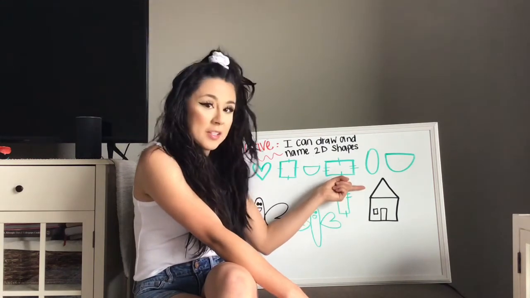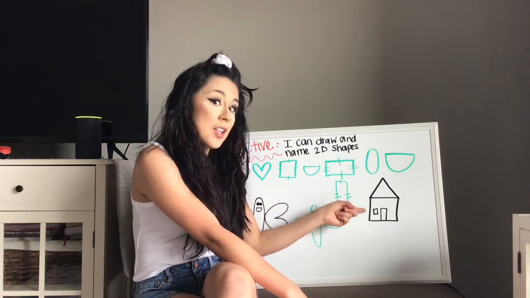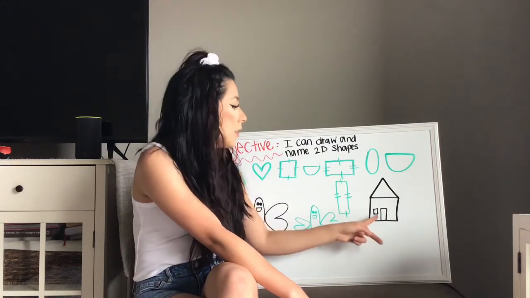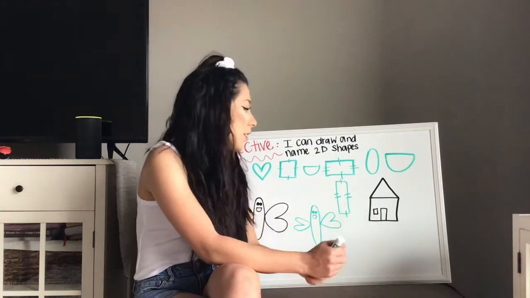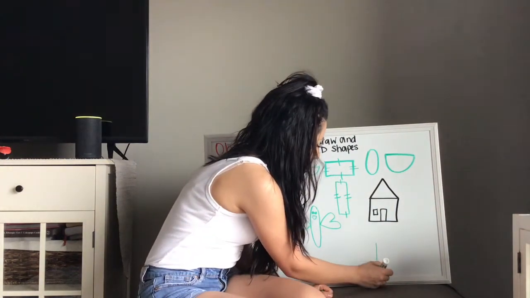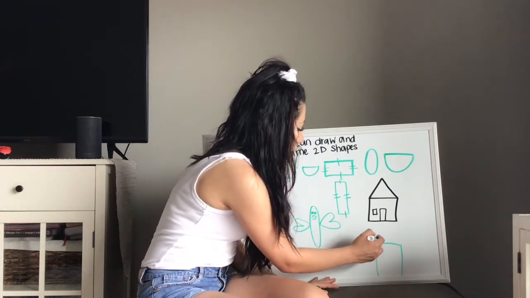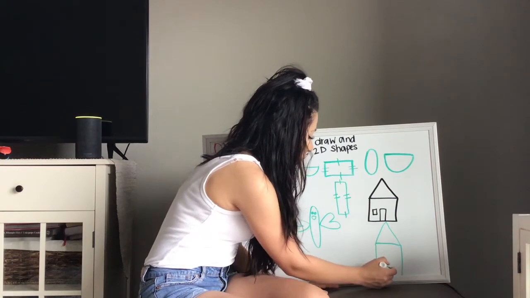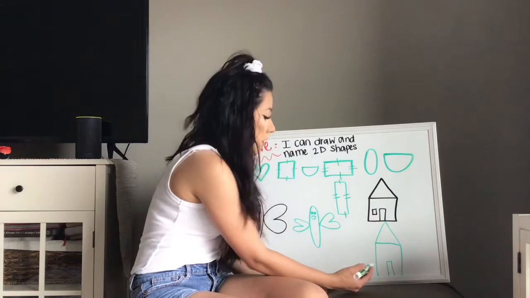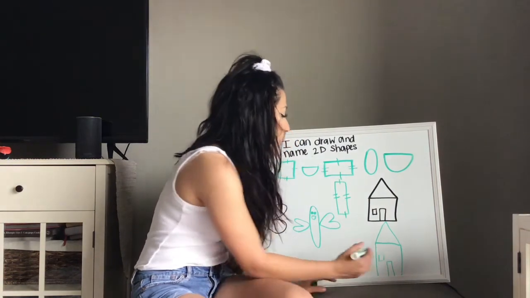What is the roof? A triangle. What is the actual house? A square. What's the door? A rectangle. And what is the window? A square. So I'm going to start with the square of my house, and then I'm going to draw the triangle, and a rectangle door. Now remember, that top part needs to be short. And then, I hope you guys can see this, a square window.